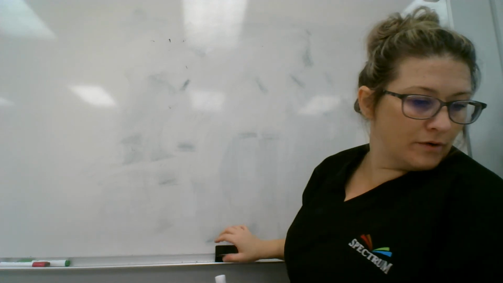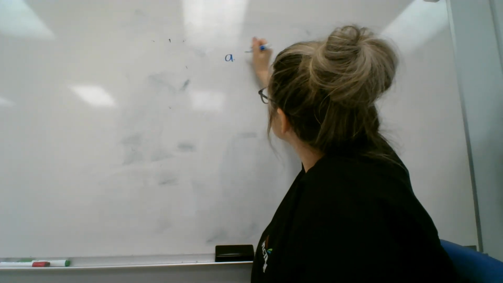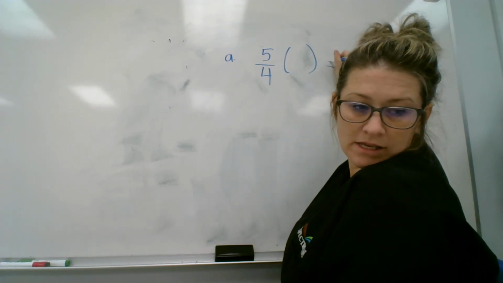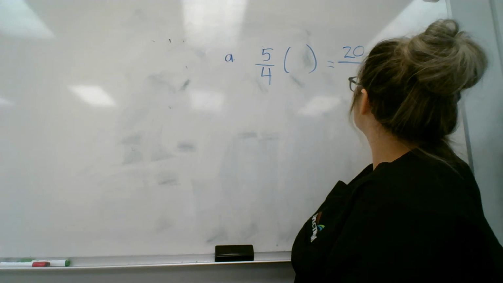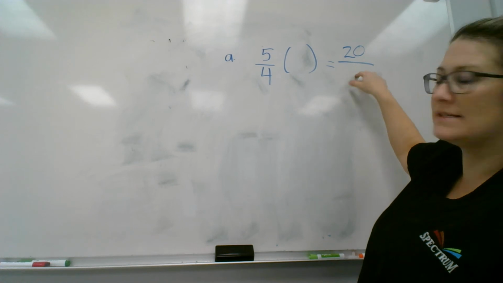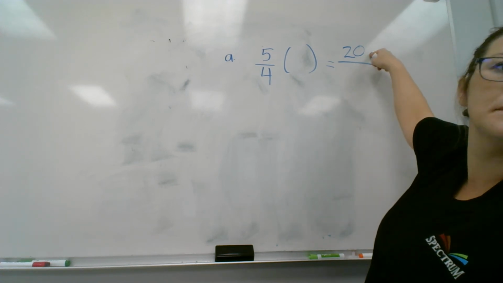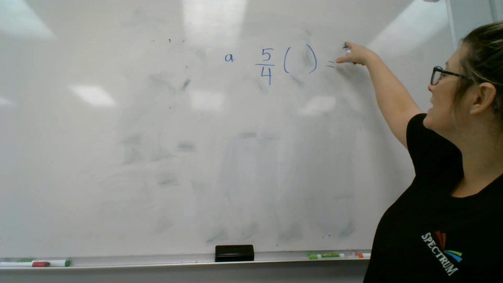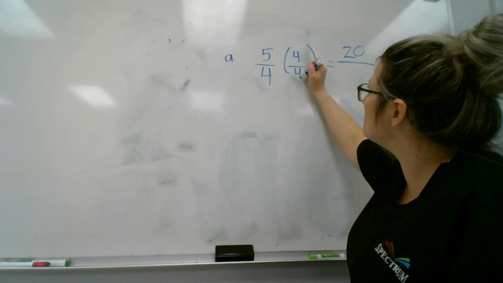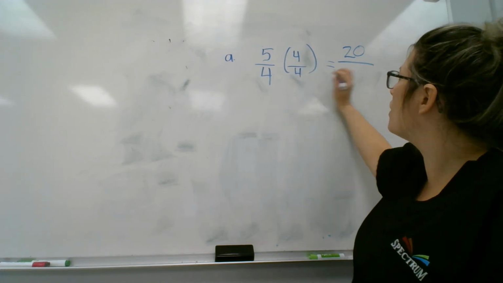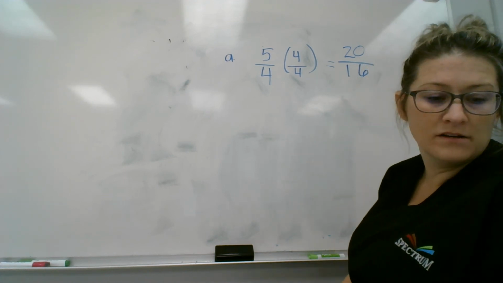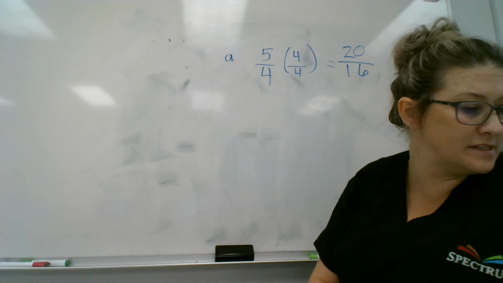Let me write it up for you. Problem A looks like this. 5 over 4, parentheses, equals 20. Which problem can I work? The top or the bottom? Since I don't have anything here, I'm going to have to work the top. Okay? 5 goes into 20 how many times? 4 times. So then if I put a 4 on the bottom here, 4 times 4 is 16. Okay? So that's my problem. Easy peasy.